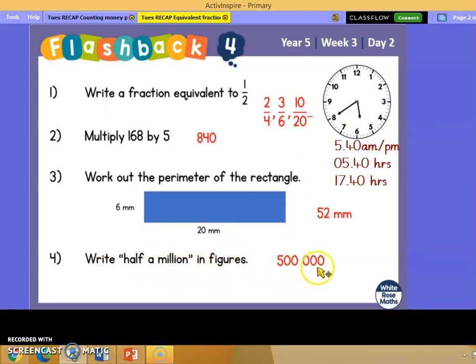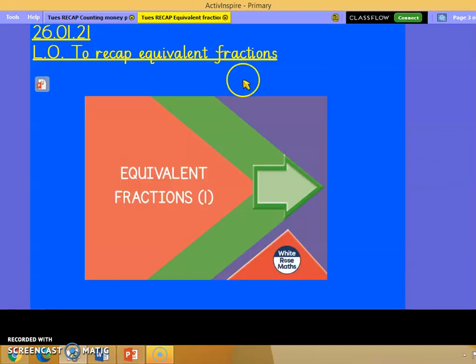It's 500,000. And on your time, it's gone past the 5 o'clock, but it's not yet at 6. And it's gone 40 minutes past. So it's 5:40 a.m. or p.m. For the morning, it will be 0540 hours in the 24-hour clock and 1740 in the 24-hour clock if it was in the evening. Let's move into today's learning.